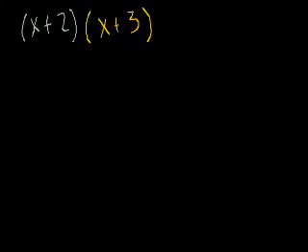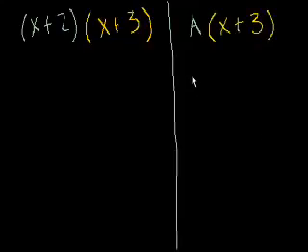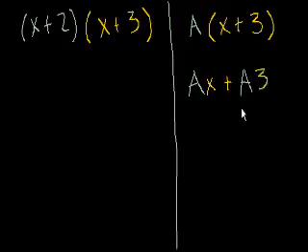Because if I just had, let me write a different problem here, a separate problem. If I just wrote a times x plus 3, you know that that's just a times x plus a times 3, or another way to say that would be 3a, right? But as you see, all we did is distribute the a times the x and the 3. Well, we're going to do the same thing here, but instead of a, we have x plus 2.